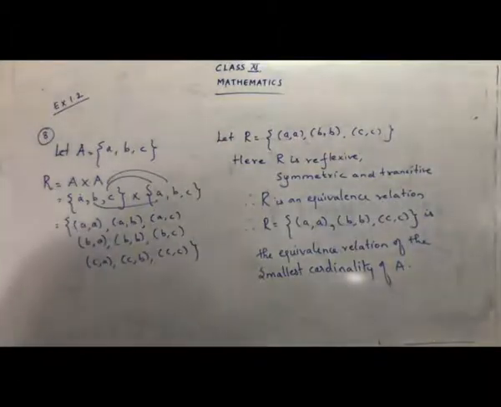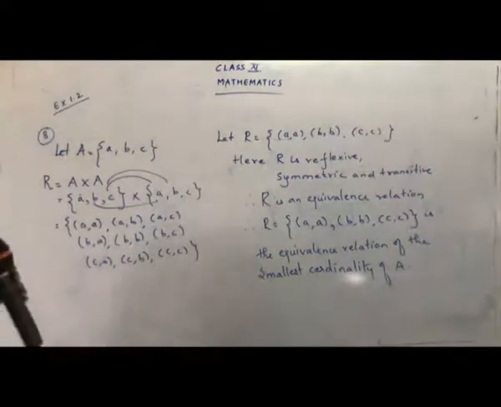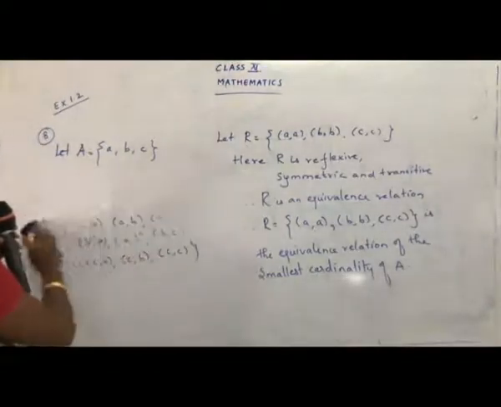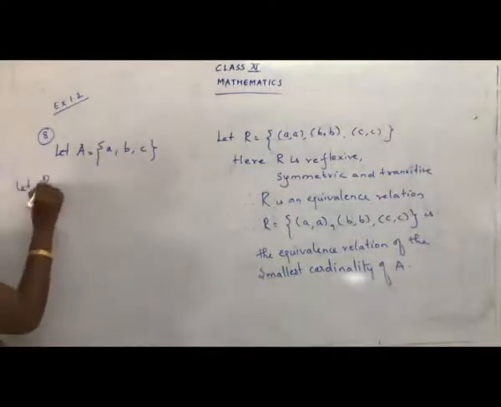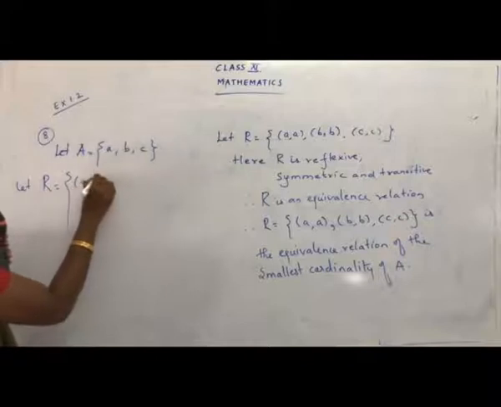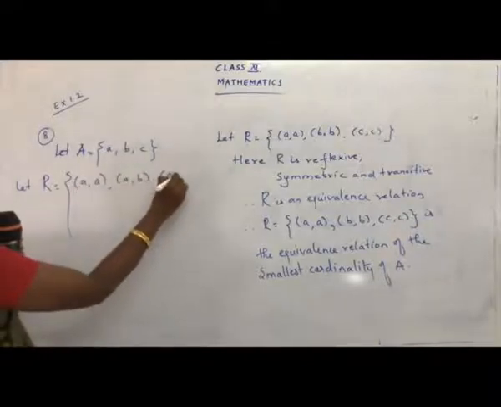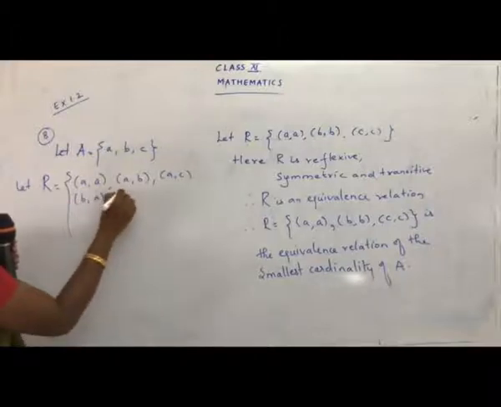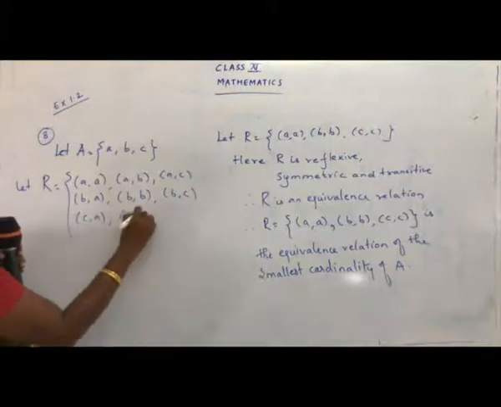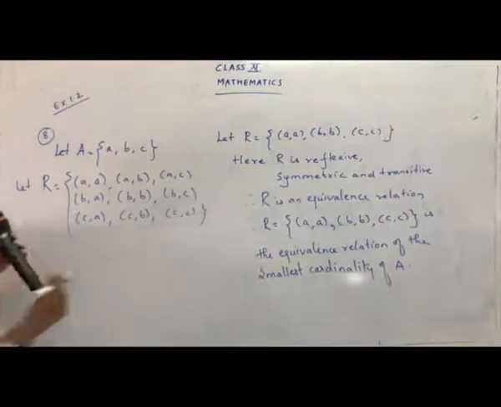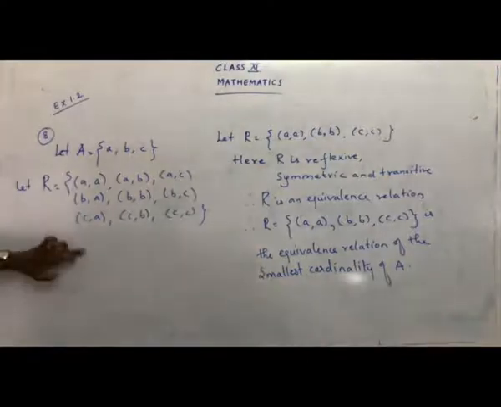What is the meaning of largest cardinality? You can choose as many ordered pairs as possible. So what are the pairs you are going to select over here? See here, I am going to choose the whole A cross A. Same manner I am going to follow here. Let R be equal to {AA, AB, AC, BA, BB, BC, CA, CB, CC}. Okay, done. So we have taken the whole set of ordered pairs.